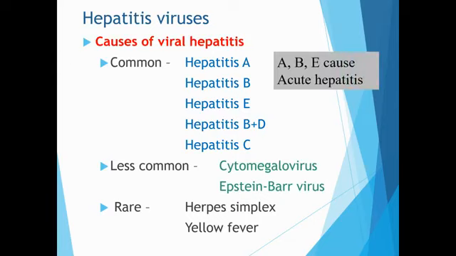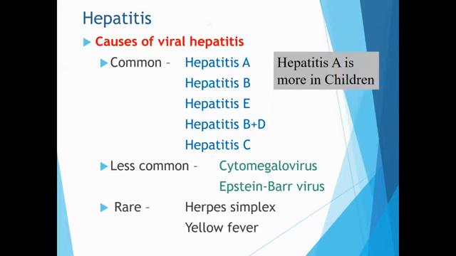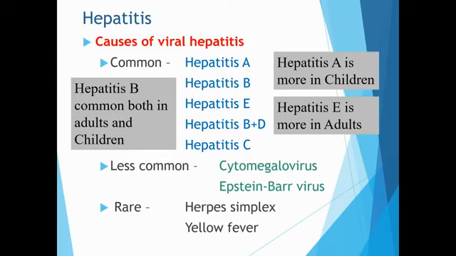Among these, hepatitis A, B, and E cause acute hepatitis, whereas hepatitis B, C, and D cause chronic hepatitis. So hepatitis A and hepatitis E are not causing chronic hepatitis. They are causing acute hepatitis, whereas hepatitis B can cause both acute hepatitis and chronic hepatitis. Hepatitis A is more in children, and hepatitis E is more in adults. Hepatitis B is common in both groups, adults and children.